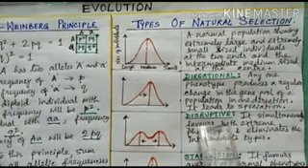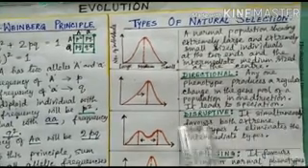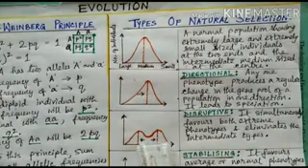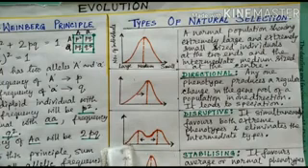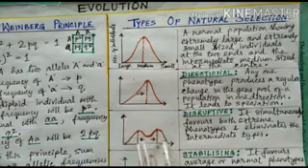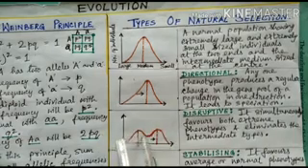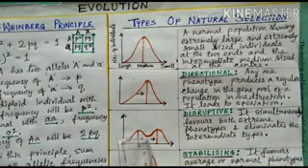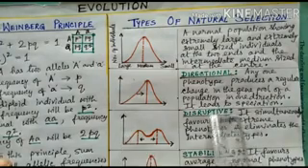Disruptive natural selection simultaneously favors both the extreme phenotypes. That means the extremely small sized organisms and the extremely large sized organisms are favored in this natural selection. And so the graph is disruptive. The intermediate types, the medium sized organisms, are eliminated in this population. So this is called disruptive natural selection.